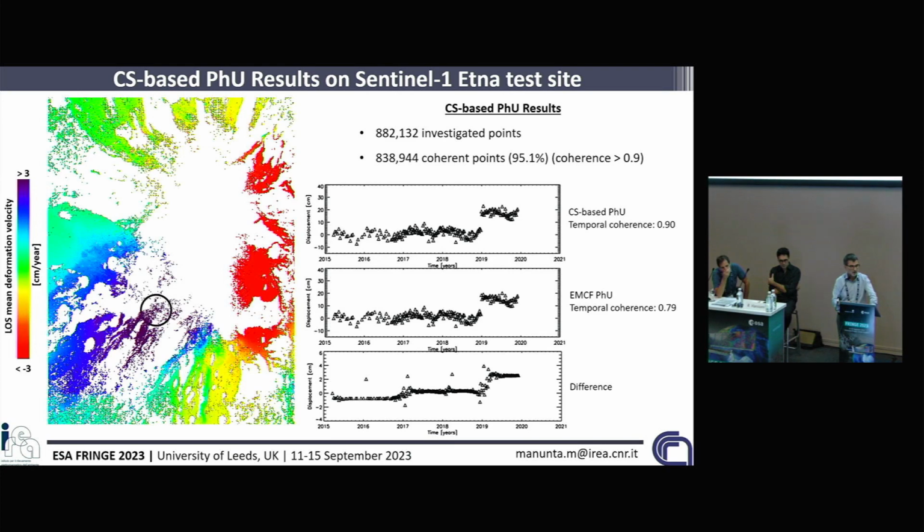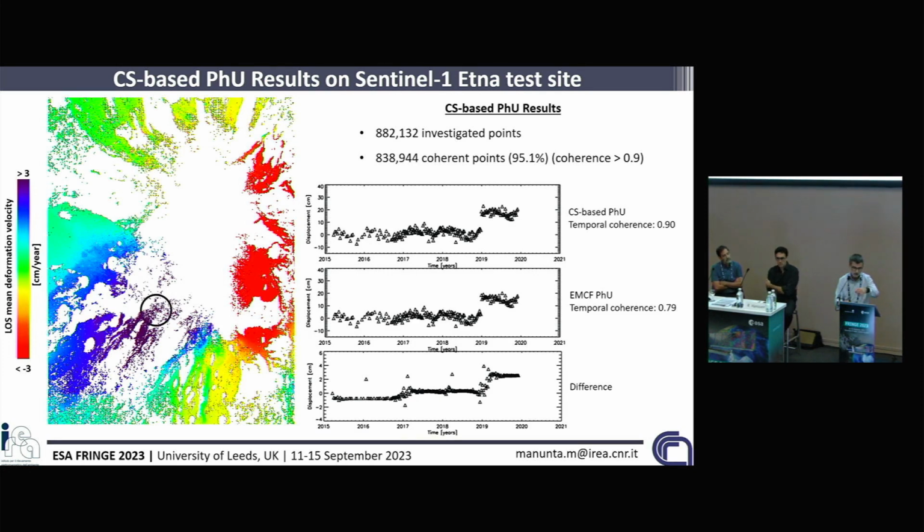Of course, we can have a look at the time series to understand how the new algorithm is able to unwrap the data. Here we have points relevant to the western flank of the volcano. I wanted to highlight that Etna is an active volcano where several eruptions occurred in this period. But here the most important are relevant to the 2017 and the 2019 eruptions that generate a sequence of seismic events.